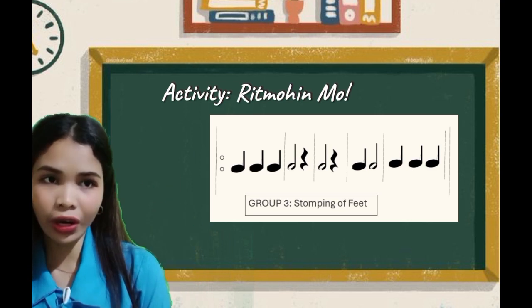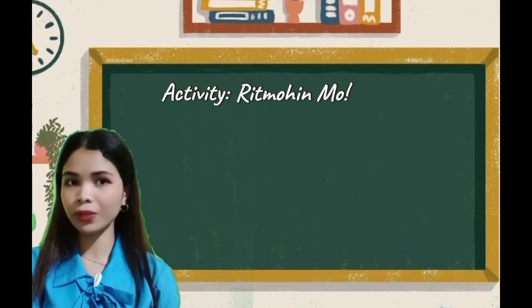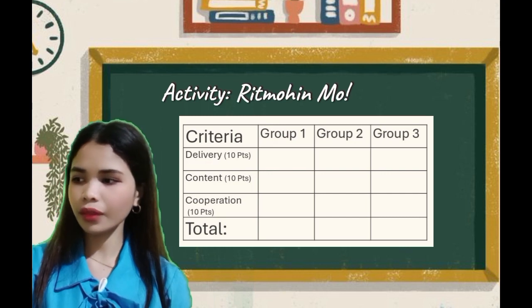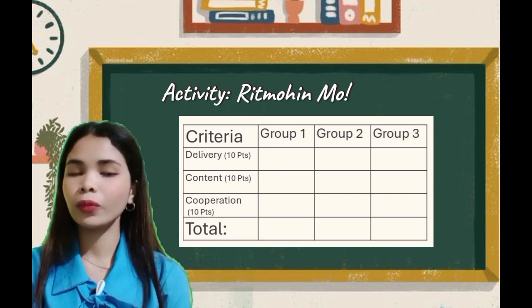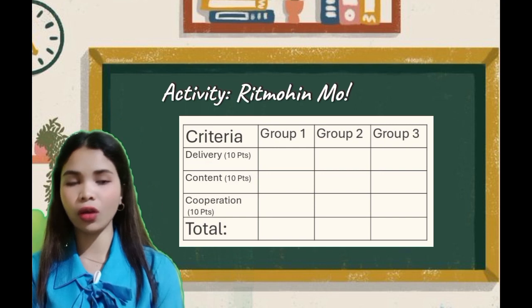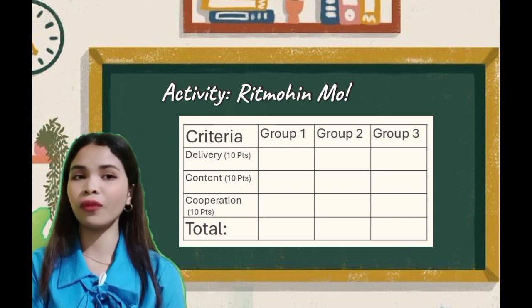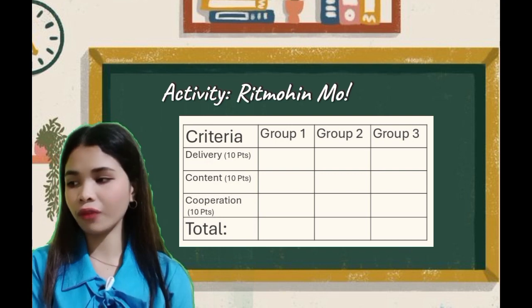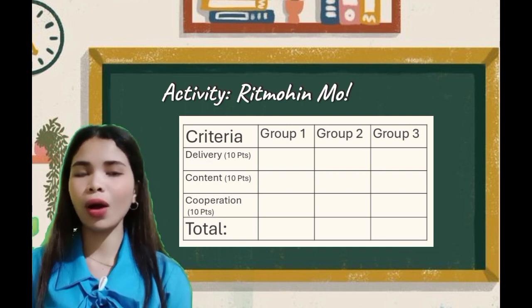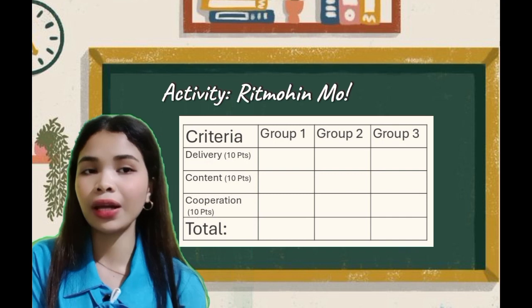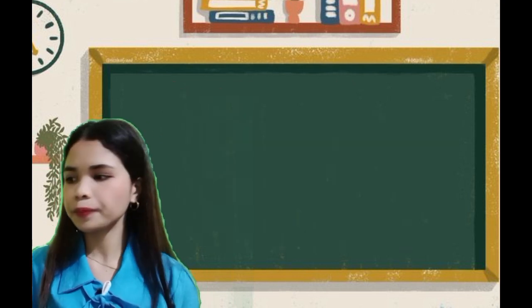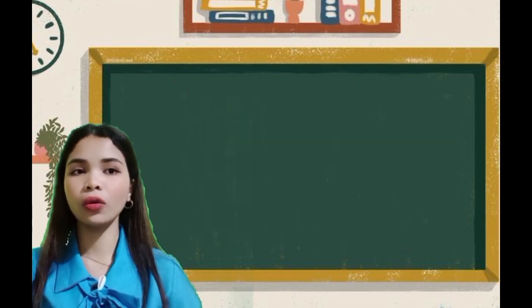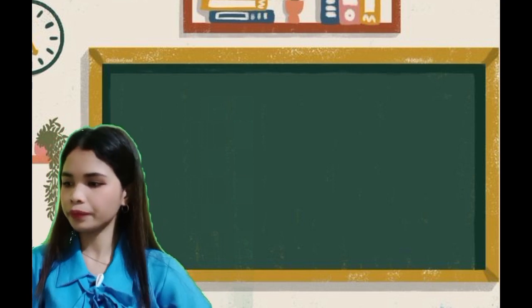But before we start, let us first read our rubrics. For the delivery, we have 10 points, for the content, 10 points, and for the cooperation, 10 points, for a total of 30 points. Now, I will give you 10 minutes to prepare the activity, and you can go to your groups.